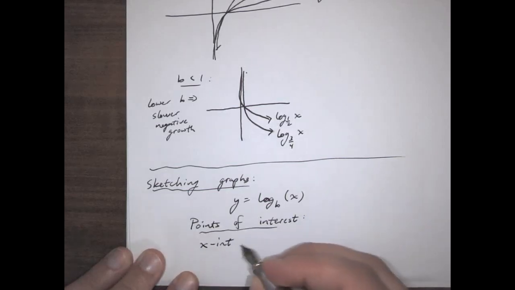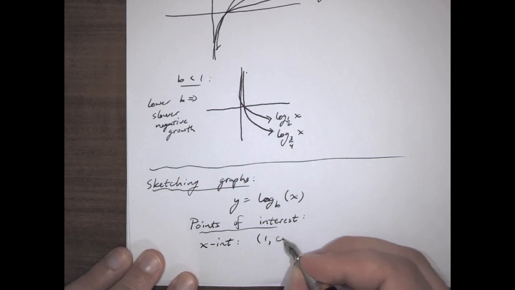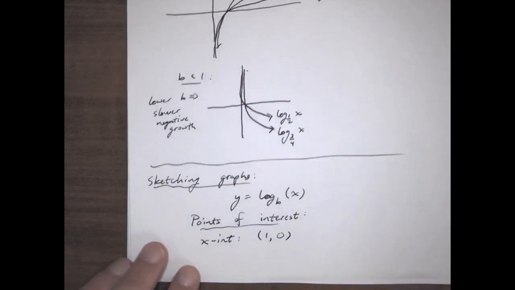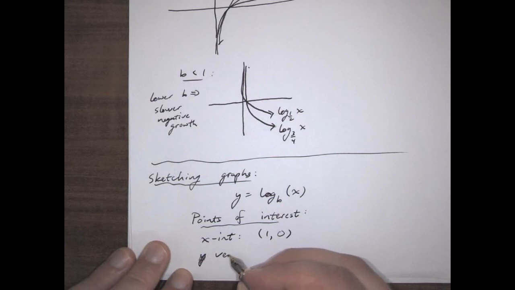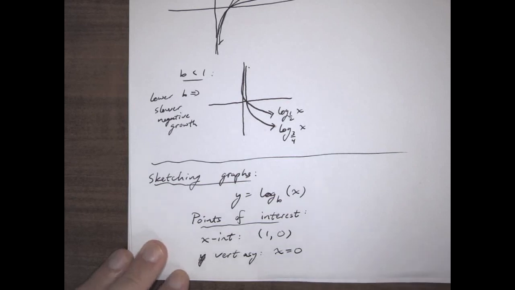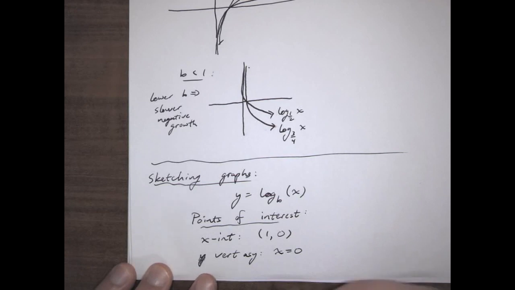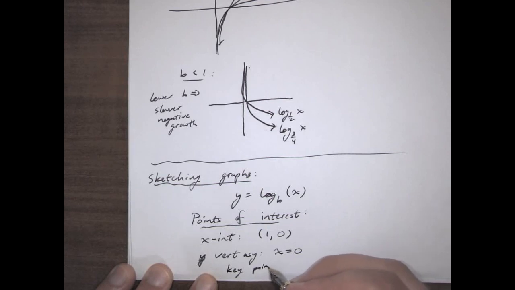There will always be an x-intercept at (1, 0). There will always be not a y-intercept, but a vertical asymptote at x equals 0. And then there will always be what's called a key point, which is going to be at (b, 1).